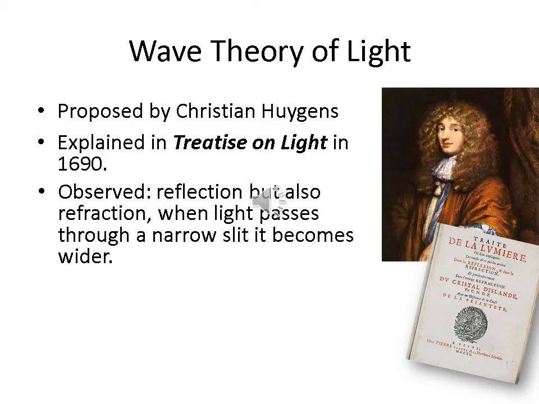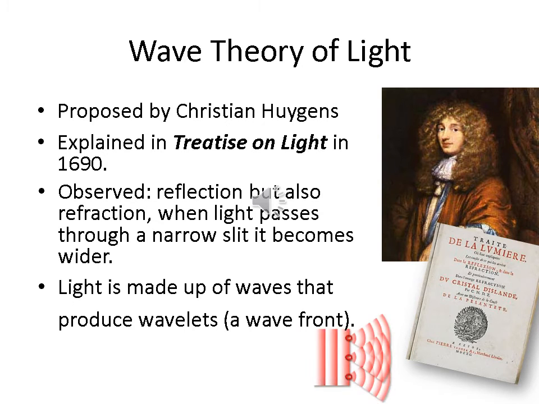He also noticed that when light passes through a narrow slit, it becomes wider. The beams actually spread out and become wider than he expected them to become. And so he theorized that light is made up of waves, and he said that these waves produce wavelets, and actually what's coming at us when we look at light is a wave front.